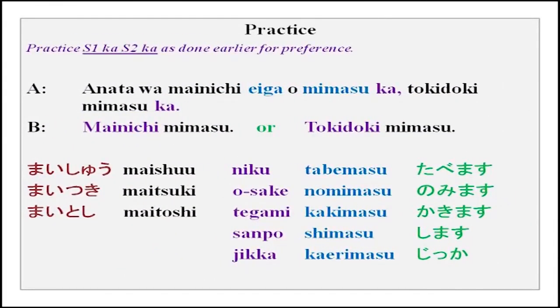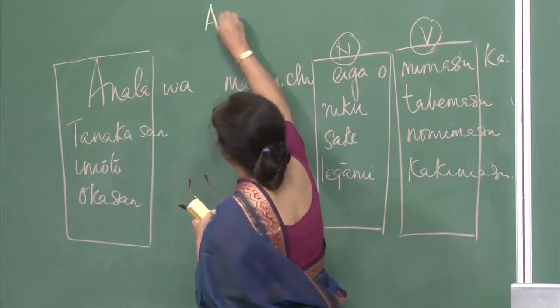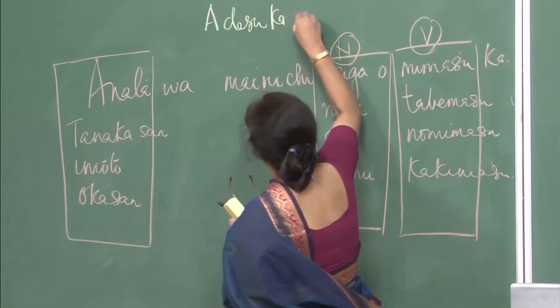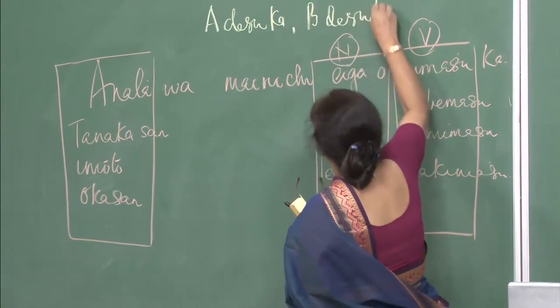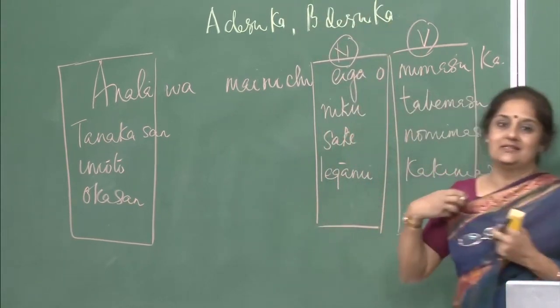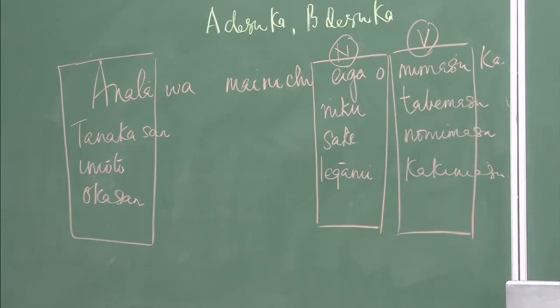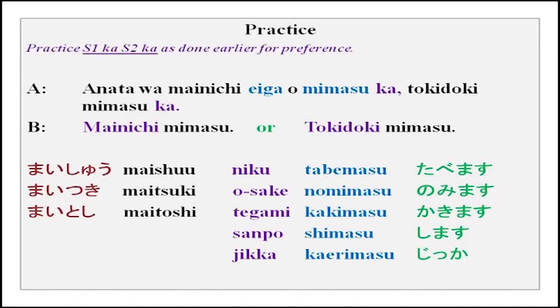Now, you have done this exercise earlier where you ask preference. A desu ka? B desu ka? If you remember, noun 1 desu ka, noun 2 desu ka. This is exactly what we have over here. Anata wa mainichi eiga o mimasu ka? Tokidoki eiga o mimasu ka? So, tokidoki is here in the question. You can answer as mainichi mimasu. You can choose. You can say mainichi mimasu or tokidoki mimasu.